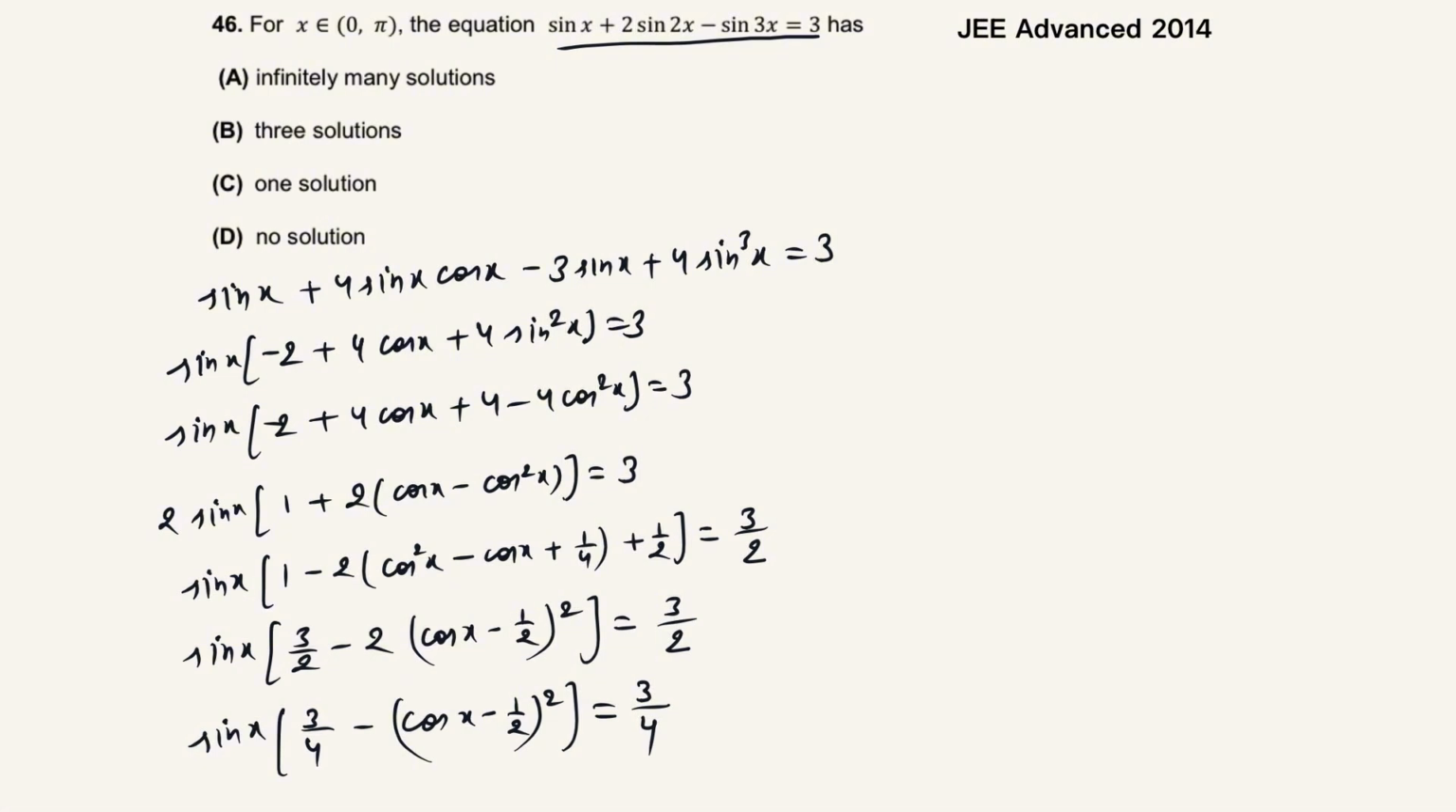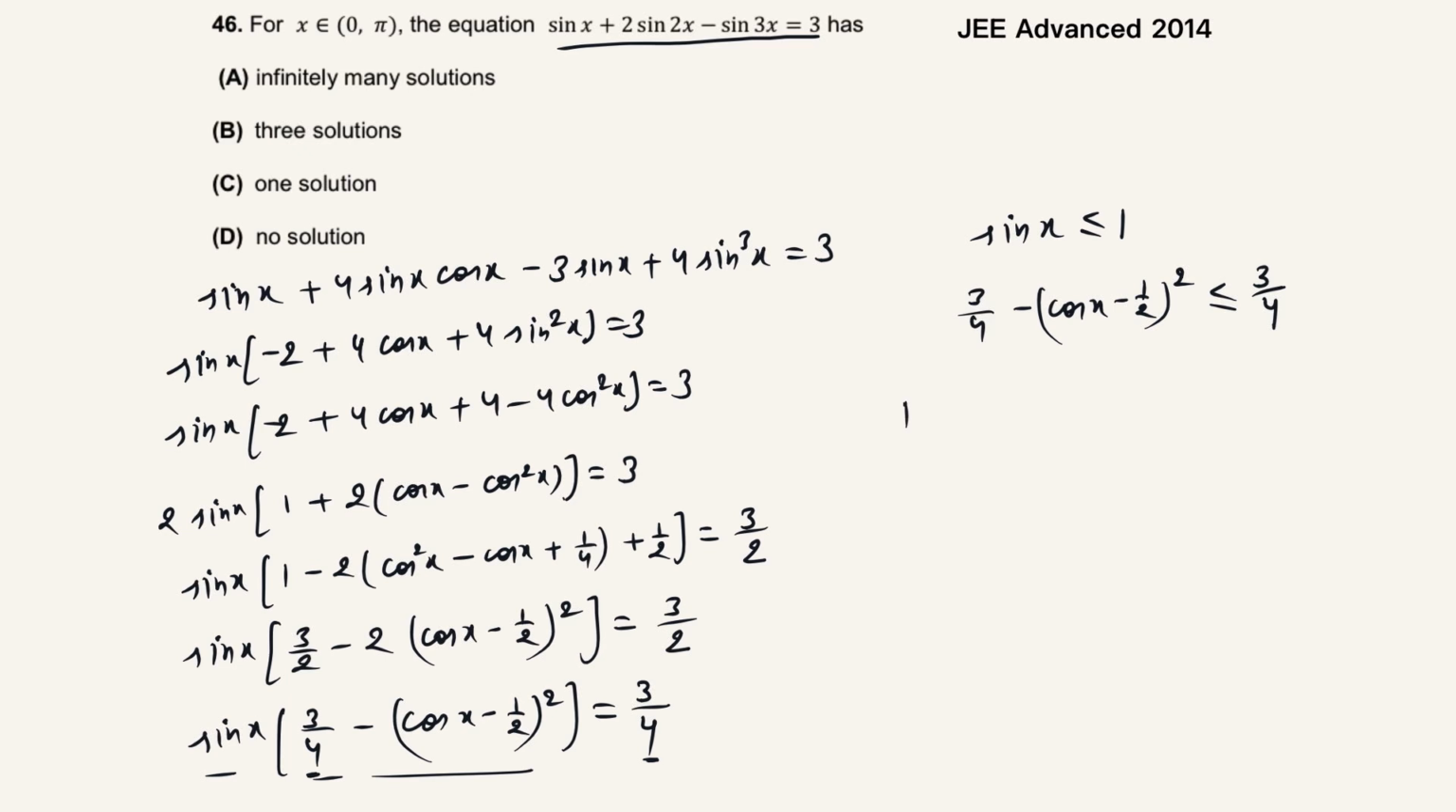And it seems like we cannot further simplify this equation, and we have to look for the solution using just this equation. And we can see that there is 3 by 4 here and 3 by 4 here, so there is some link. So let's use the minimum and maximum value of these two terms to find the number of solutions. We know that sine x is less than or equal to 1, and 3 by 4 minus cos x minus half square will be less than or equal to 3 by 4.